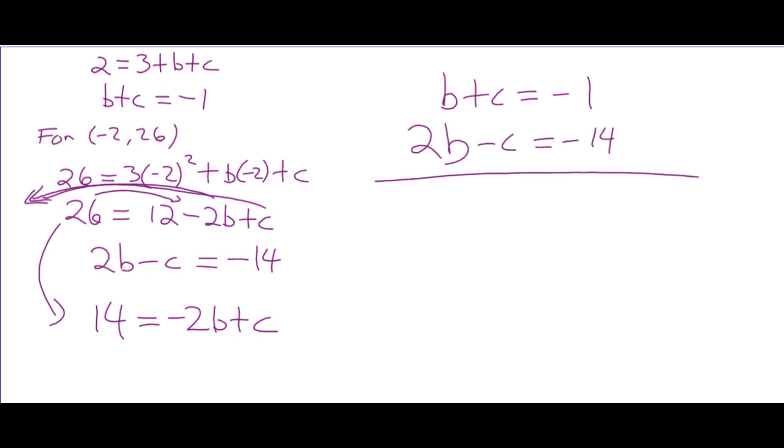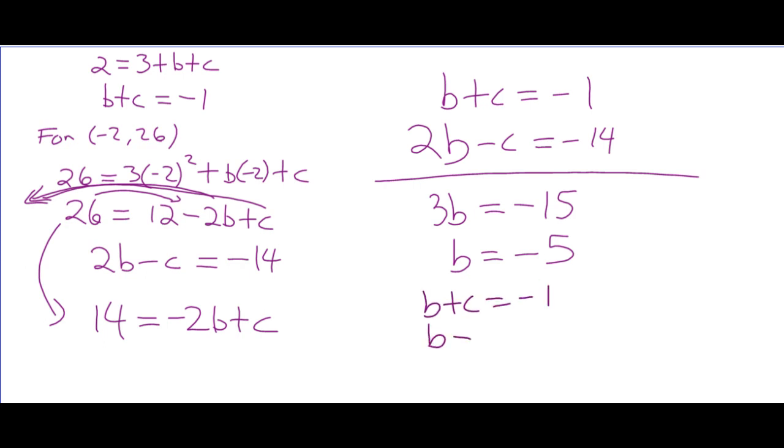So we've got a system of equations, 2 equations and 2 unknowns. We're just going to add them together. So I get 3b plus c minus c, which adds to 0, is equal to negative 15. So b is negative 5. Now we know that b plus c is negative 1, and b is negative 5, so negative 5 plus c is negative 1. So c is 4.